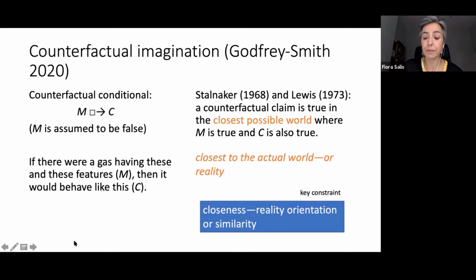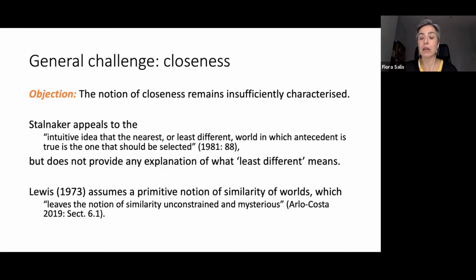This is the initial picture, the initial framework. Now, there are some very well-known challenges for this framework. And one of them is a general challenge, one that a defendant of this framework may be happy to live with anyway, but it's one that we should make explicit from the beginning because it has consequences for some specific challenges that apply to the case of modeling.